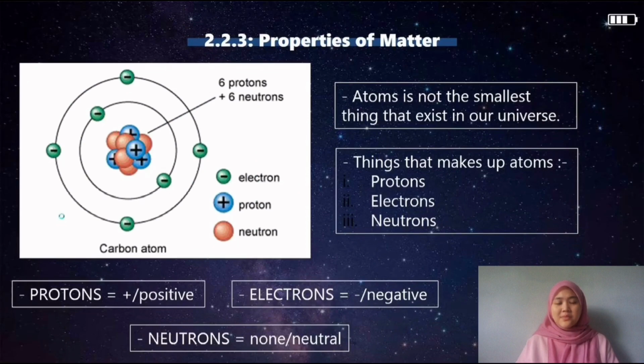However, the atom is not the smallest thing that exists in our universe, even though we consider atoms the building blocks of matter. There are very much smaller things that make up atoms, which are electrons, protons, and neutrons. Basically, a proton is a particle in the nucleus that is positively charged, and a neutron is also a particle in the nucleus but with no charge. Last but not least, an electron is a particle in a cloud around the nucleus that is negatively charged.